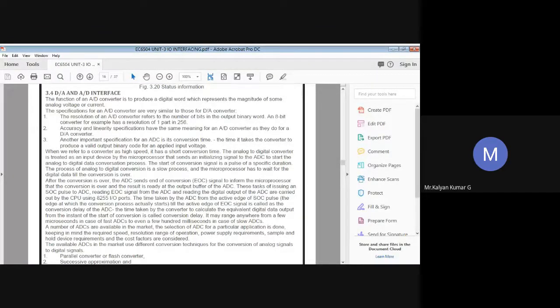So have you ever heard of this term A to D converter? A to D stands for, very good, analog to digital signal. Okay, fine. So why is it required for any microprocessor? We need an A to D converter. So what is the reason for it?